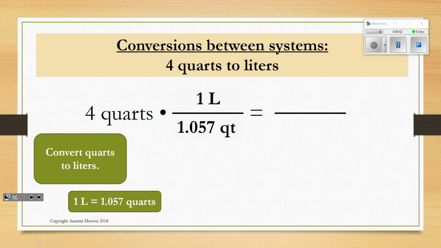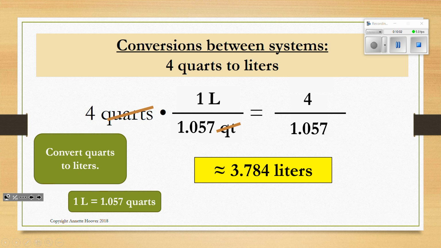On top, we have 4 times 1. We're going to divide that by 1.057. And when you do that, it is approximately 3.784 liters.